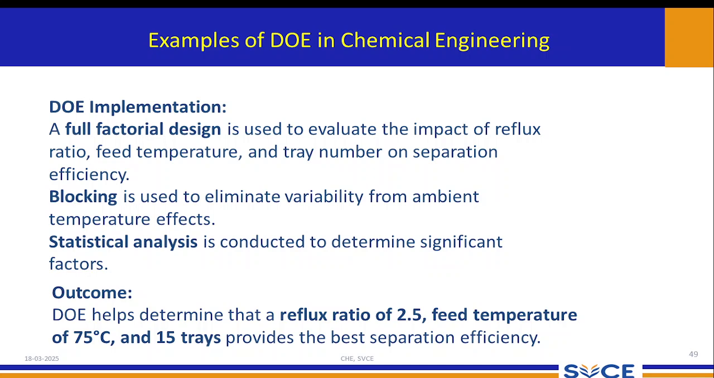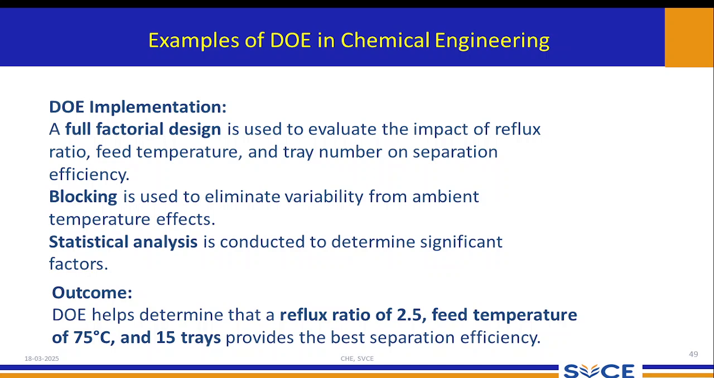Design of experiments, under which we have full factorial design, blocking, and statistical analysis. Full factorial design is used to evaluate the impact of reflux ratio, feed temperature, and the number of trays on separation efficiency. Blocking is used to eliminate the variability from ambient temperature effects, and statistical analysis is conducted to determine the significant factors. So how much is my significant factor? Just now I told you, the feed temperature being higher is directly proportional to the efficiency of the distillation column. If the number of trays increases, it is also directly proportional to the distillation efficiency.